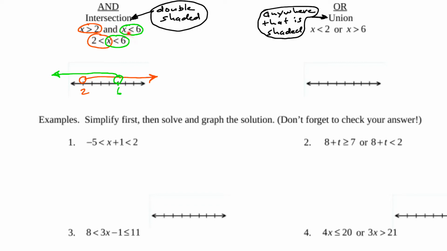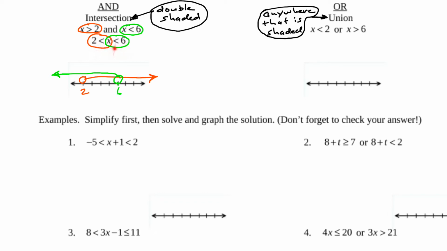Since these two inequalities were connected by the word and, we know that that's an intersection, and we're looking for the double shaded part. We're not looking for the part that's just red or the part that's just green, we're looking for the part where it overlaps, the double shaded part that's both red and green. Well, I think you can see where this bottom statement comes from now. It's all the numbers in between.